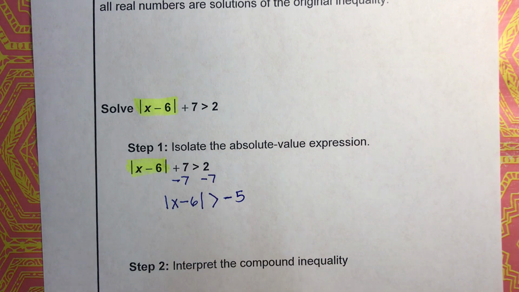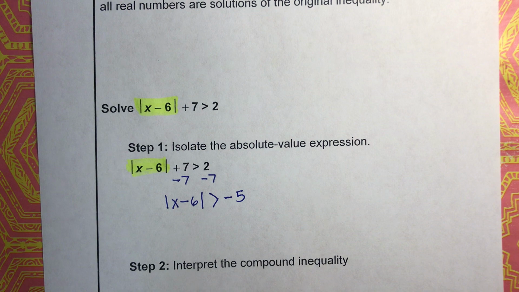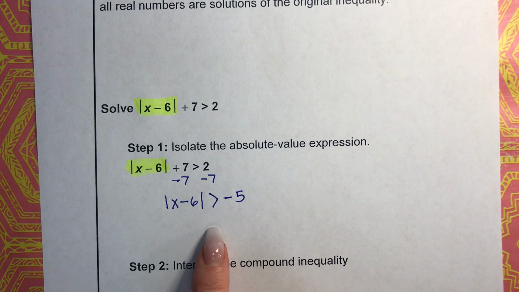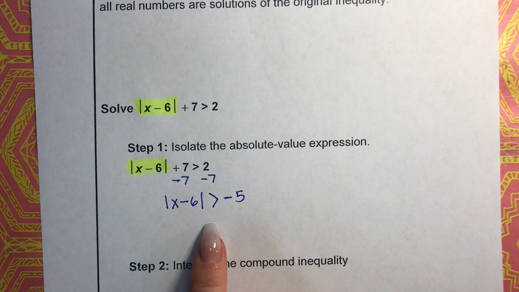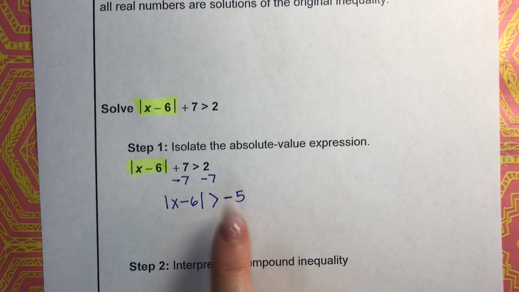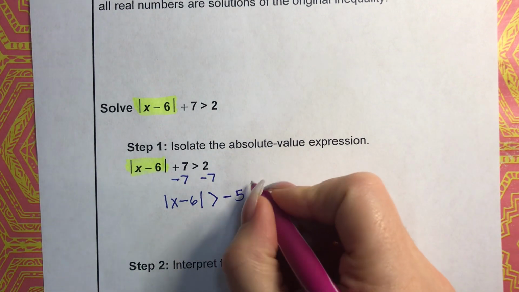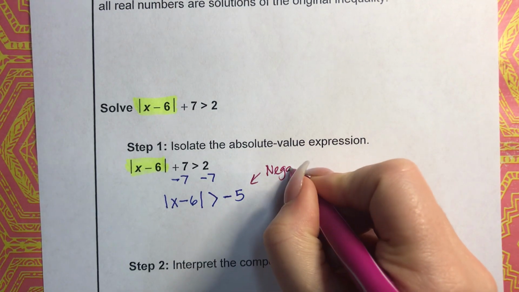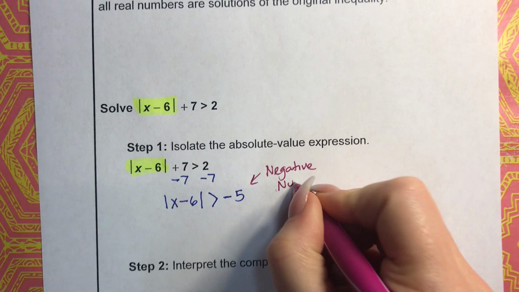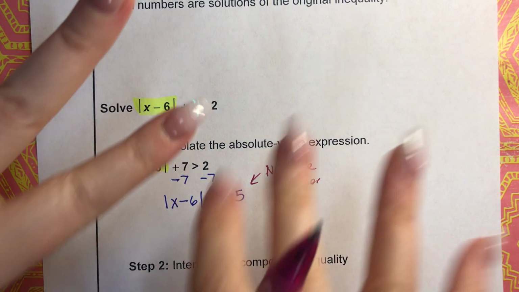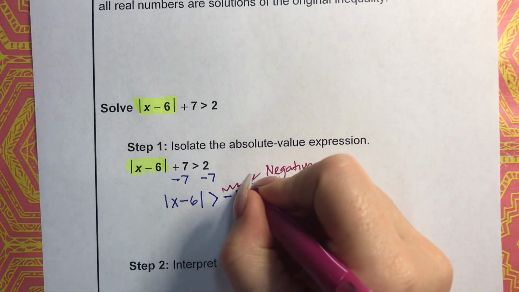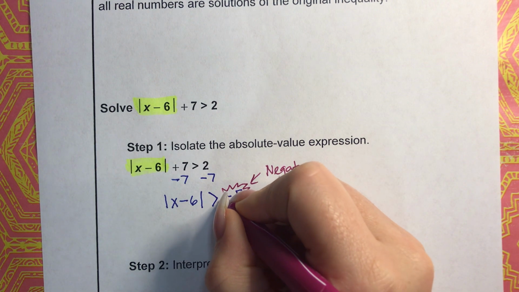Okay, so the big thing here is that whenever you isolate the absolute value expression, just like with absolute value equations, and it ends up on the other side getting a negative number, okay, when you get a negative number here, you have to think, oh my gosh, a light should be going off. Alert, alert, alert. So this means you're going to have an answer a little different.